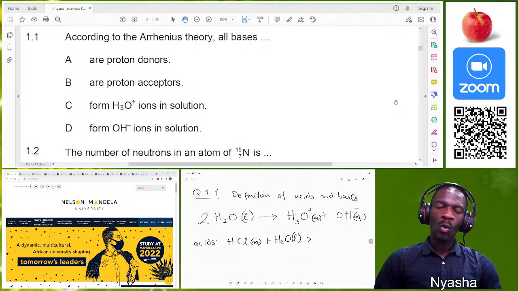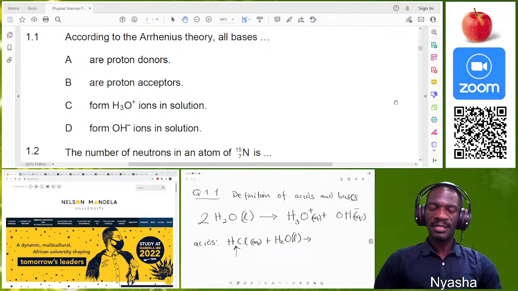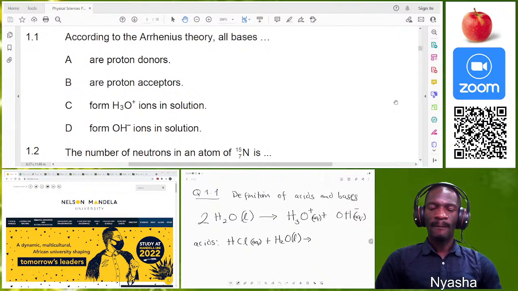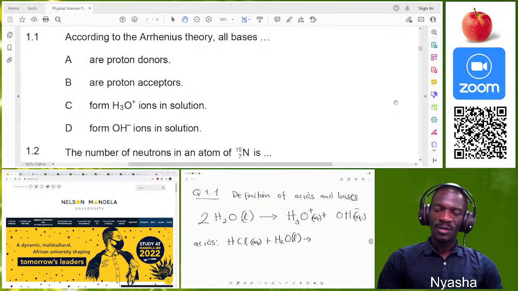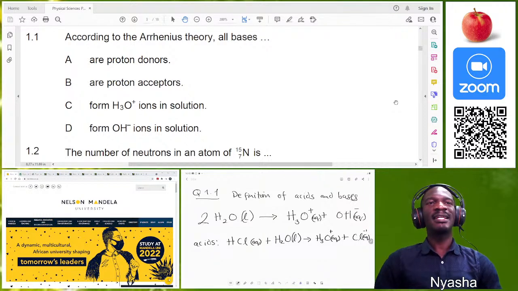What will this result in? This will result in the dissociation of your HCl in solution. When it dissociates, this hydrogen combines with this polar water molecule to form the hydronium ion in aqueous state, plus this chloride is now free. This chloride is now free in solution.